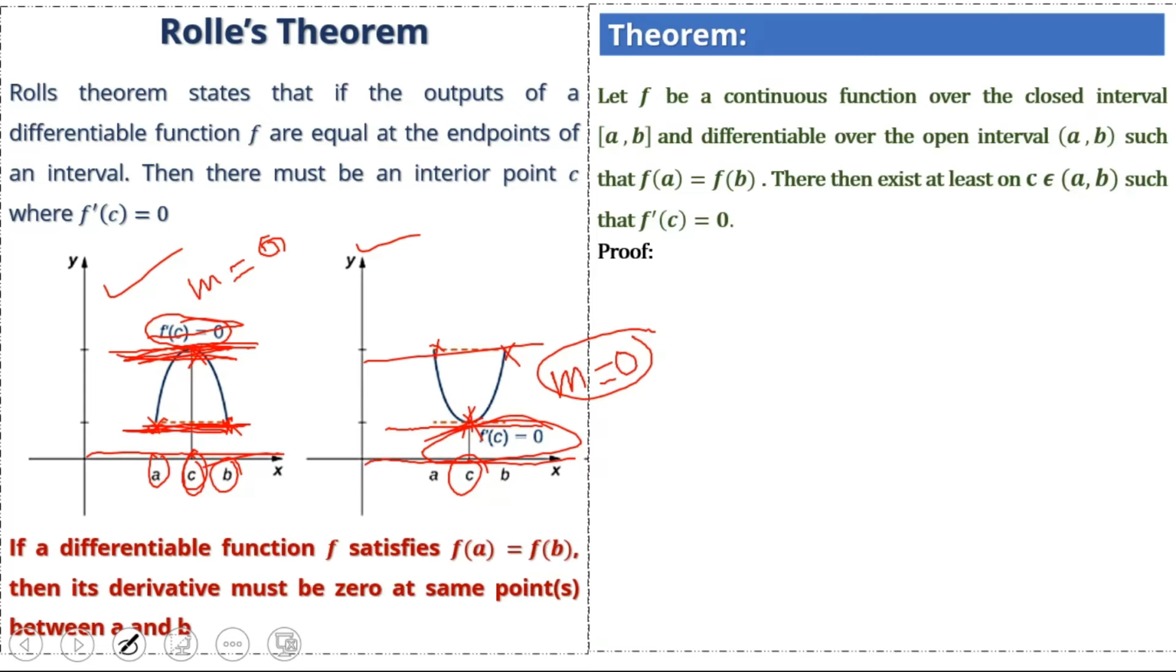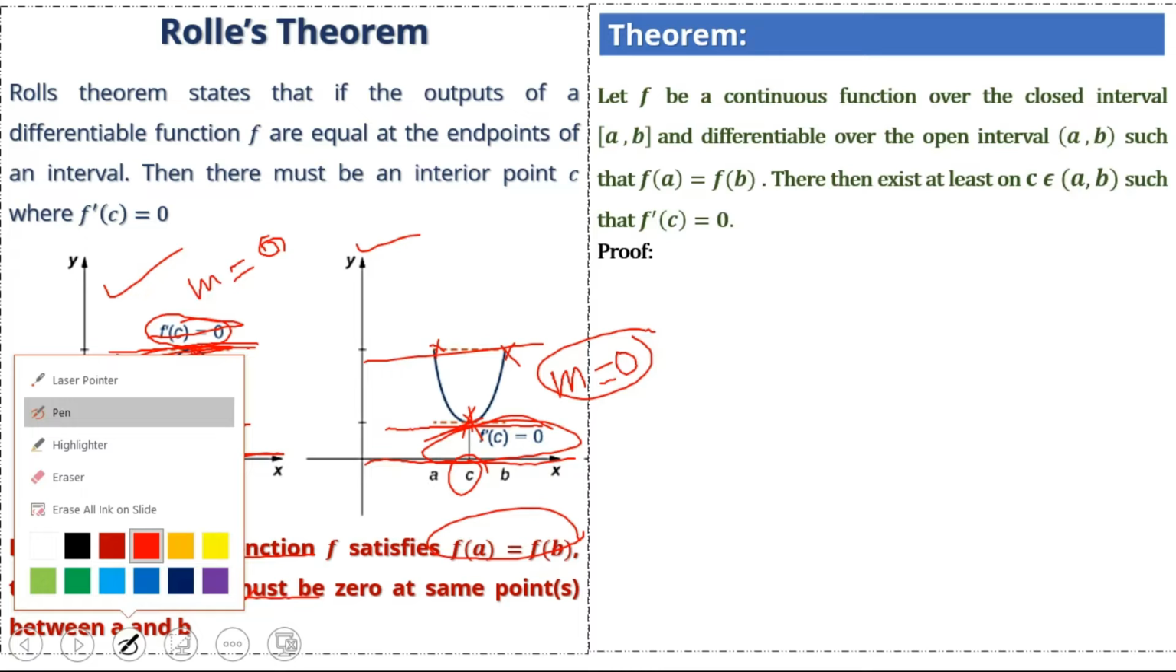Okay, next, if a differentiable function f satisfies this criterion, that the values of the function at the endpoints of the interval are both the same, then its derivative must be 0 at some point between A and B. Okay, so this is the meaning of Rolle's theorem.